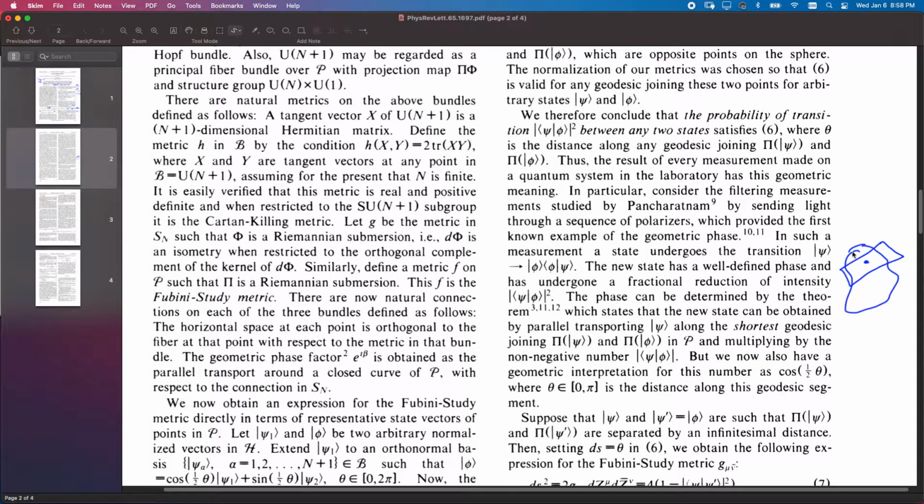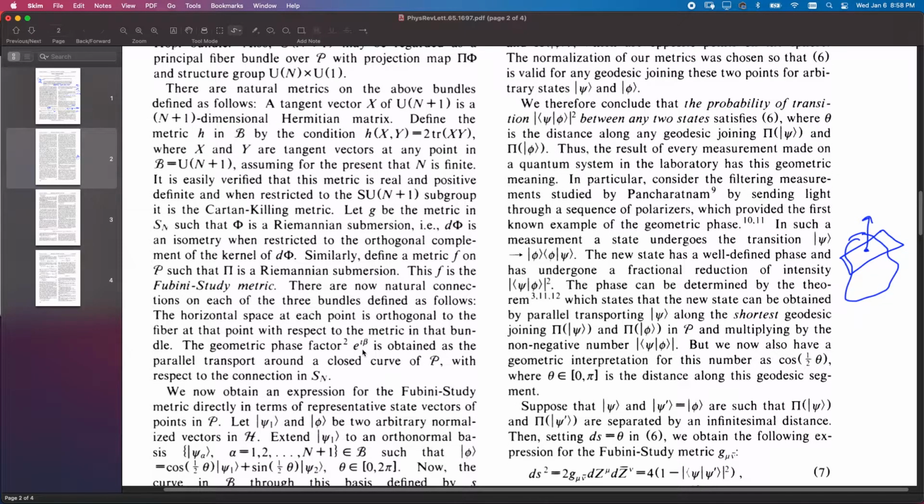Okay, so I think it's something like this. Orthogonal to the fiber. All right, so I think it's something like this. The geometric phase factor, e^{iβ}, is obtained as the parallel transport around a closed curve. Okay, and then if I have some curve on here, there's an e to the iβ.